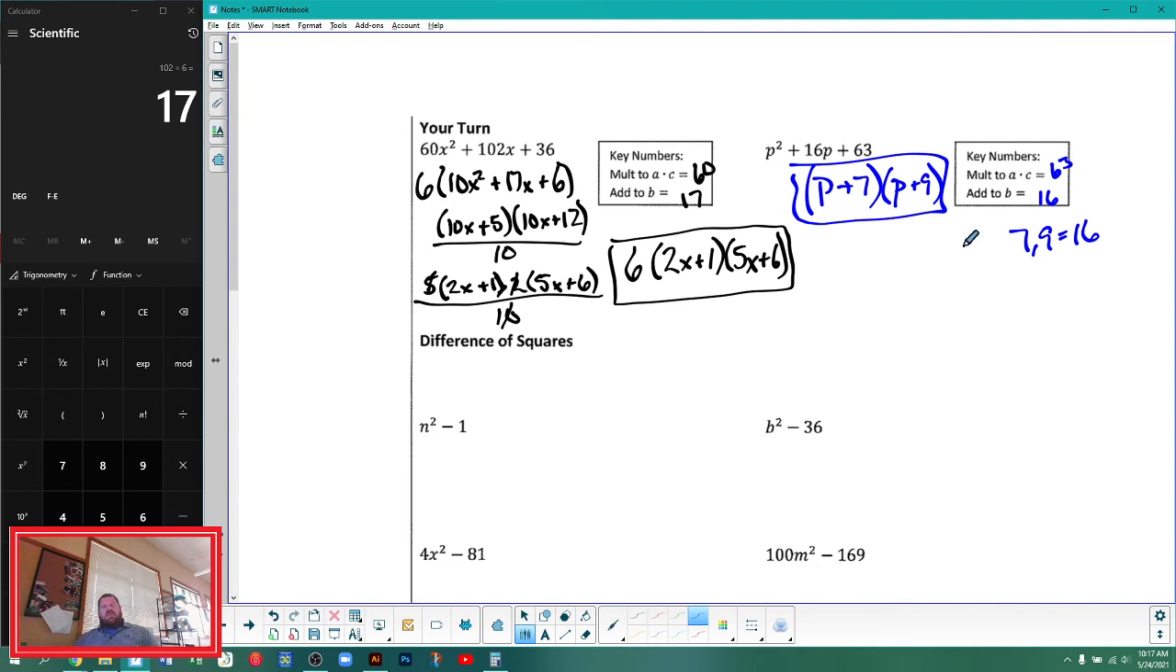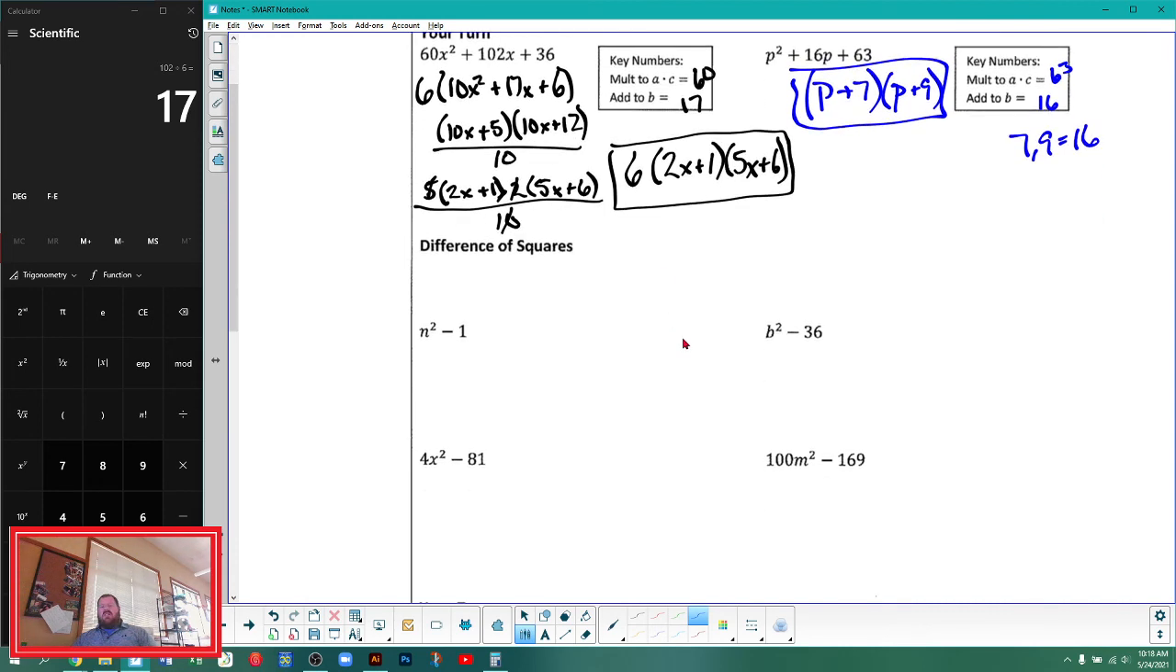Again, the better you get at these, the better you get at knowing your multiplication tables is really what it comes down to. The easier some of this becomes. Obviously, there are some of these hard problems, and they just take a little bit of time. Stick to the process, and you'll get there.